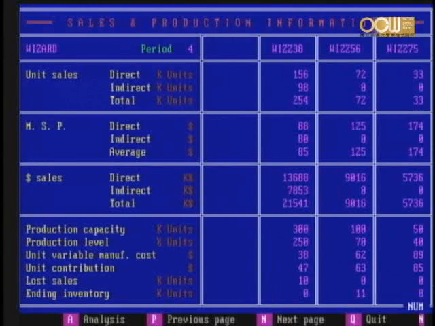Okay, look at that. Capacity, production level, capacity is 300. These are 170. And look at that. We sell 72. And you say, now, why is that? Because last time we had 2 inventory. The 2 come from last period inventory. That's why it's 72. And so on, okay?